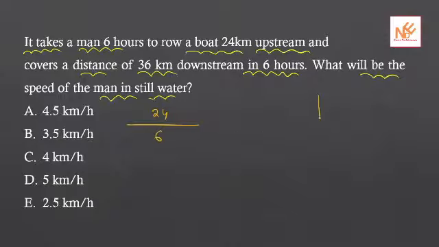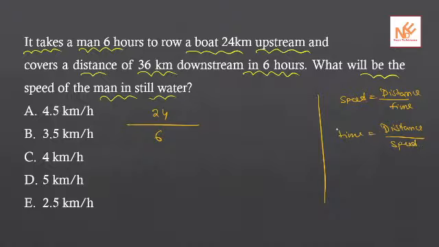Why do we discuss that? Because speed equal to distance upon time. Now time equal to distance divided by speed. These are the two formulas. Or you can write T D S. T means time, D means distance, S means speed. Okay, it takes 6 hours to row about 24 kilometers upstream.